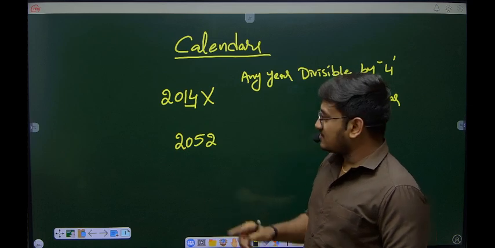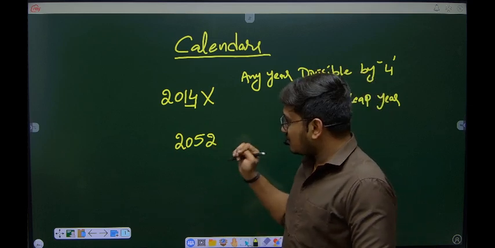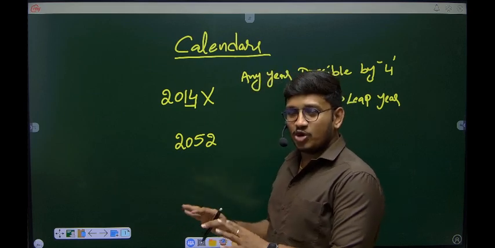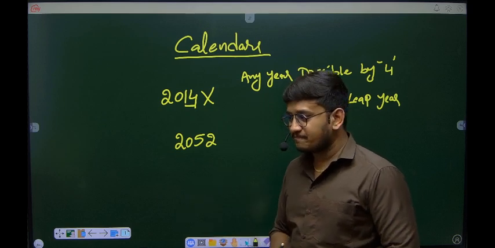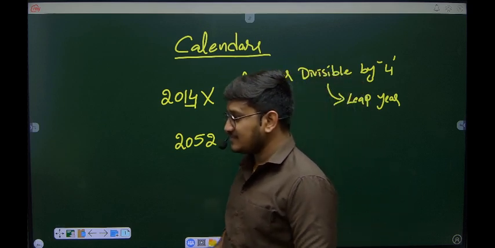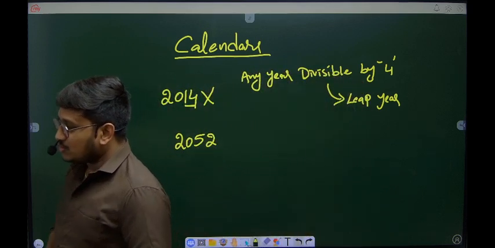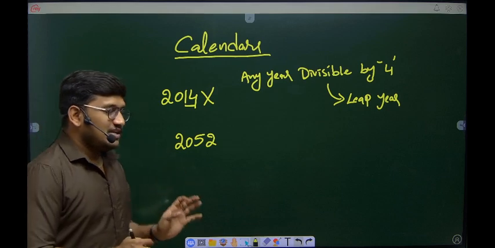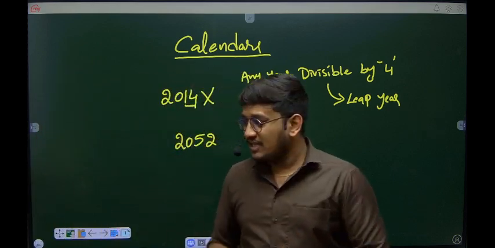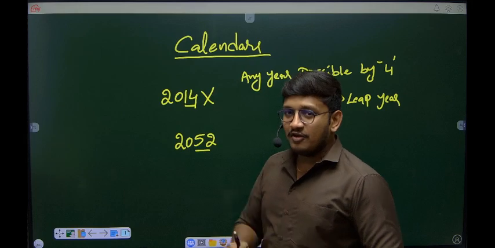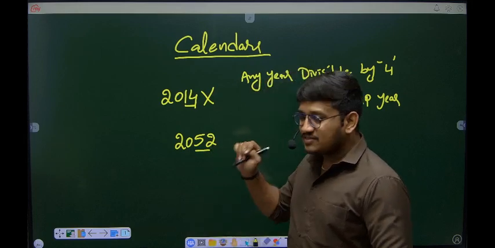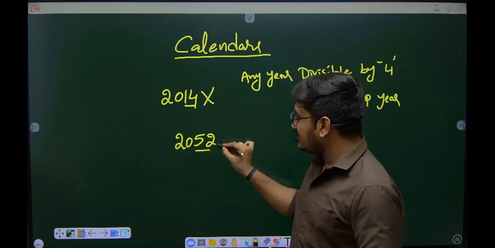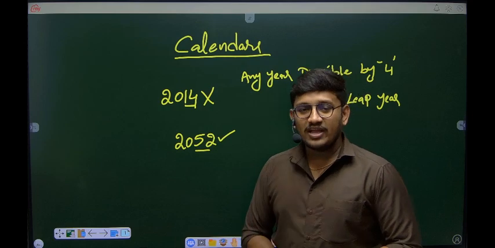Can you post whether it is a normal year or a leap year? 2052, a normal year or a leap year? Yes, exactly. 2052 is a leap year. Very good. Because here, if you observe, the last 2 numbers are 52. If 52 is divisible by 4, then the entire number is divisible by 4. So we consider this number a leap year.